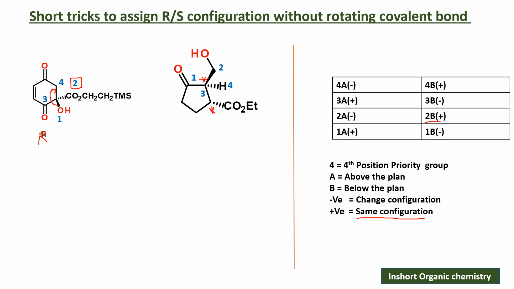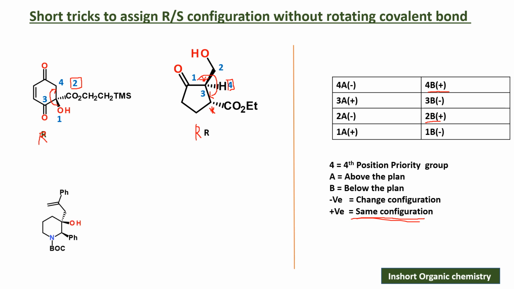So the next step is to hide the group. Here I am hiding this fourth group. You can also hide this second priority group. So I am hiding this below the plane group, and I am not considering this group while assigning the configuration. So let's start. First, second and third. This is clockwise, so this is the R configuration. But the next step is I have to check the sign of the fourth below the plane group. The fourth below the plane group sign is plus. Plus means same configuration. So my configuration is R.